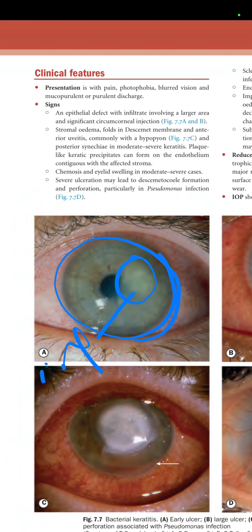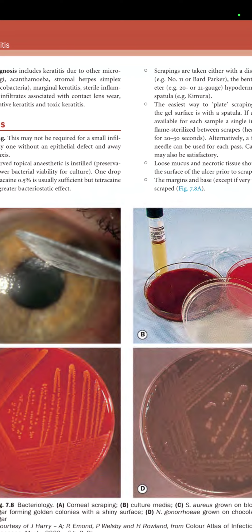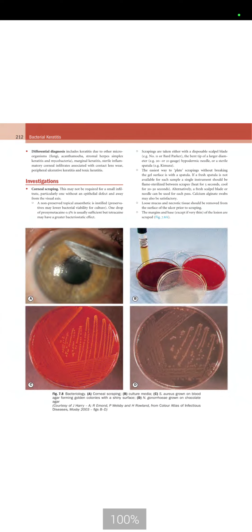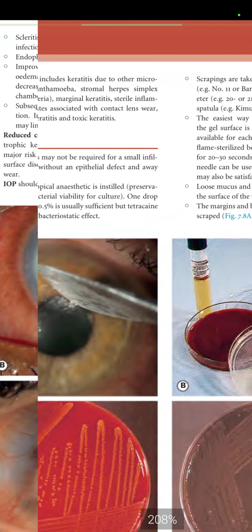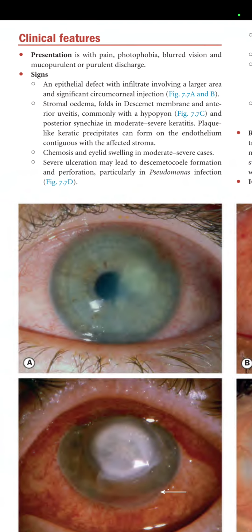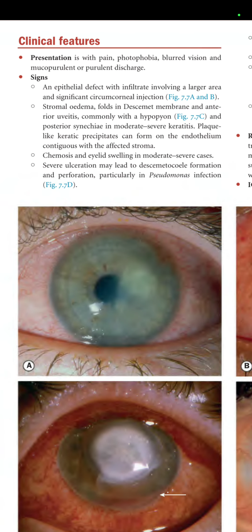So we can also see the stromal edema in this case. As you can see, keratitis means that the cornea is infected, and corneal disease can present in various shades. So stromal edema can also be present. Folds in the Descemet membrane can also be present, and anterior uveitis commonly with a hypopyon, and a posterior synechiae in a moderate to severe keratitis.